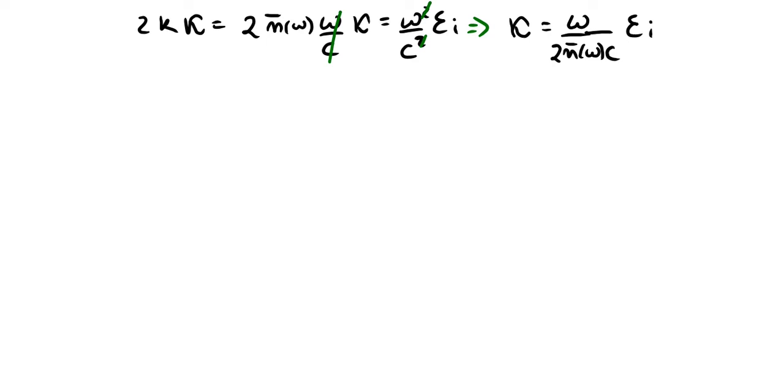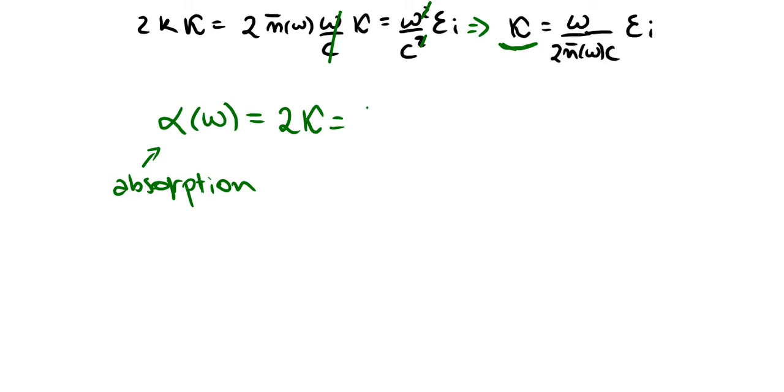So if you calculate the imaginary part of the dielectric function, what you are calculating in practice is this thing here. And I'm going to define the absorption coefficient as a function of omega. The absorption probability should be proportional to that thing. So this is the absorption coefficient. I'm going to call it 2 times kappa, which would be omega over n bar of omega c epsilon_i of omega, right?